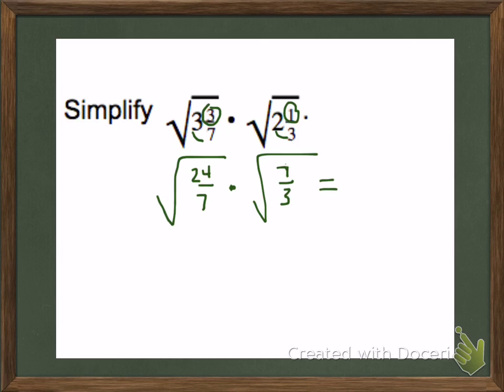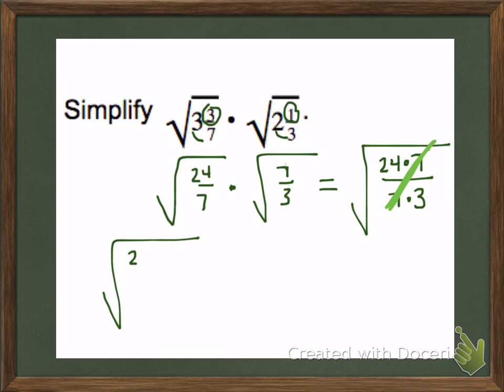Now I want to combine those as all one piece, and so that's really the square root of 24 times 7, over 7 times 3. So just kind of putting all the pieces together. Again, a step you don't necessarily have to show, but I like to kind of work through things there. Now at this stage, I can see that I have 7 over 7. So that is going to cancel. So now I have the square root of 24 over 3.